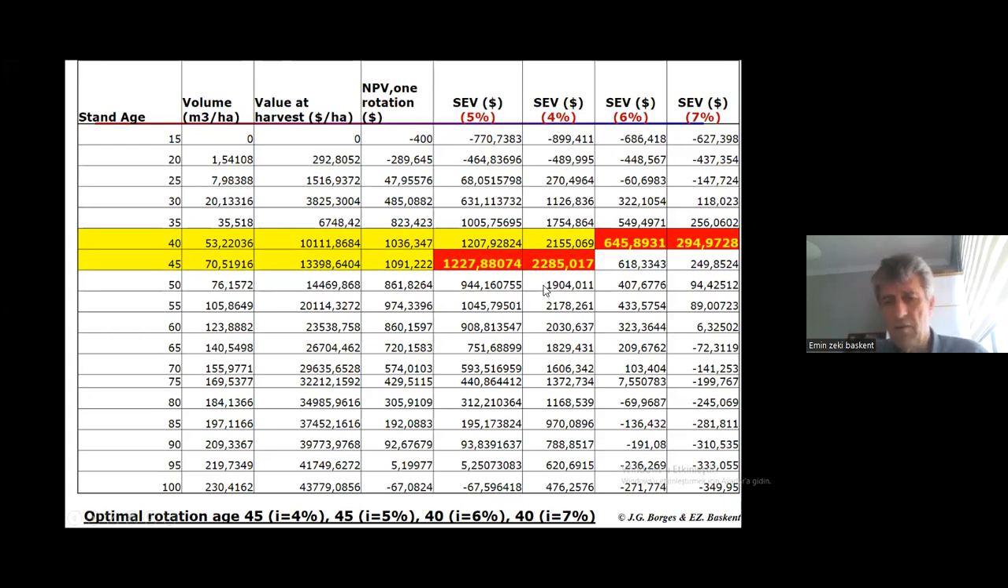So what can we take from this exercise? What is the take-home message from here?